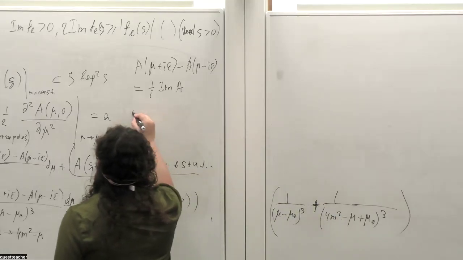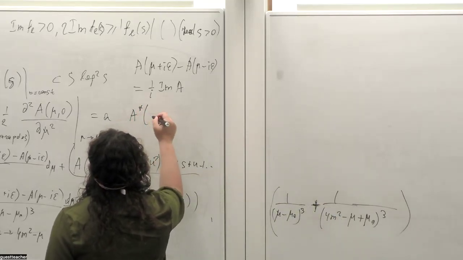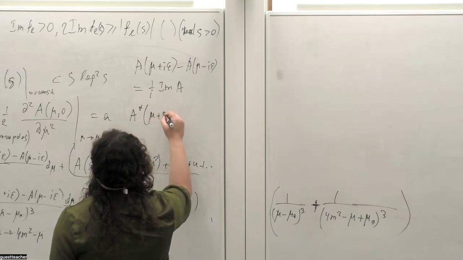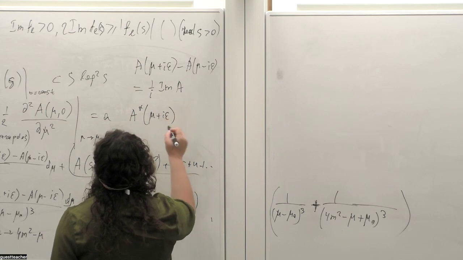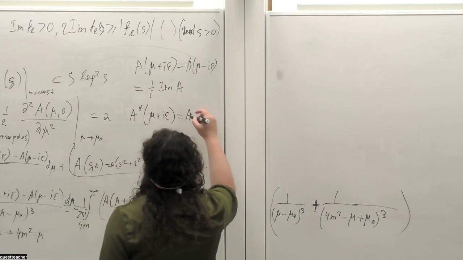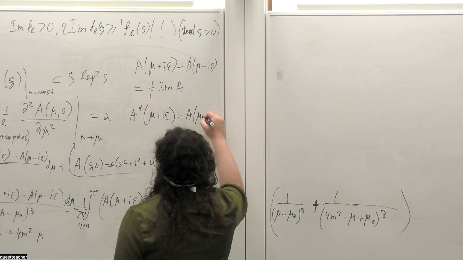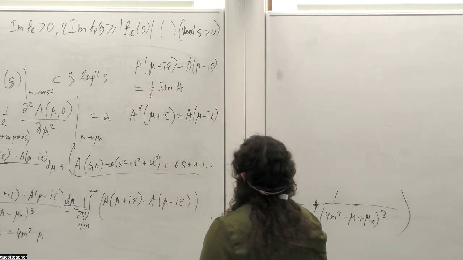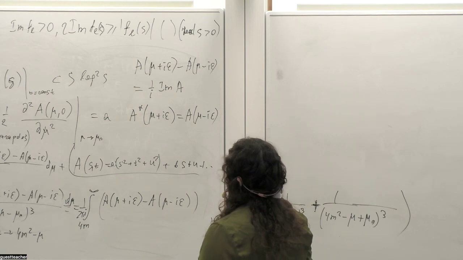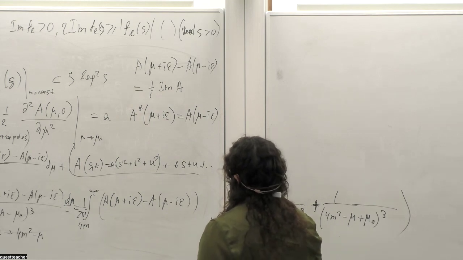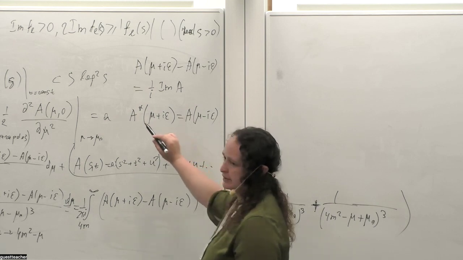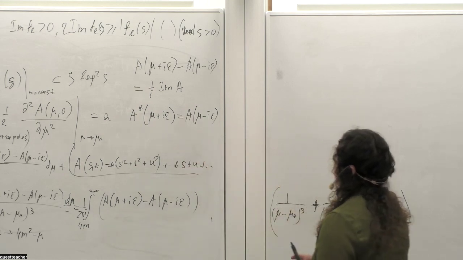Because we have a property that the complex conjugation of the amplitude is equivalent to complex conjugation of the argument. This is dictated by analyticity properties of the amplitude away from the real axis. So if the function is analytic, it will have this property.